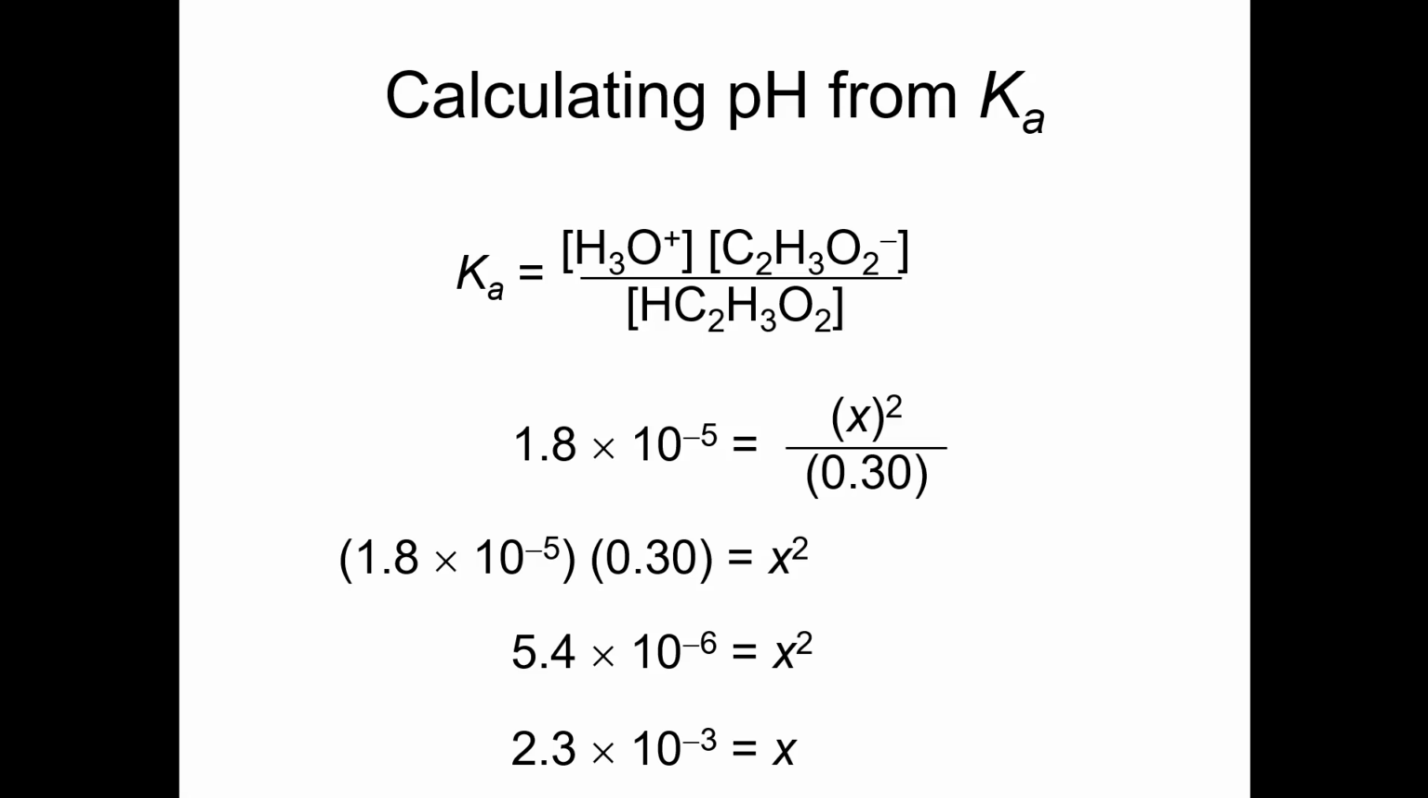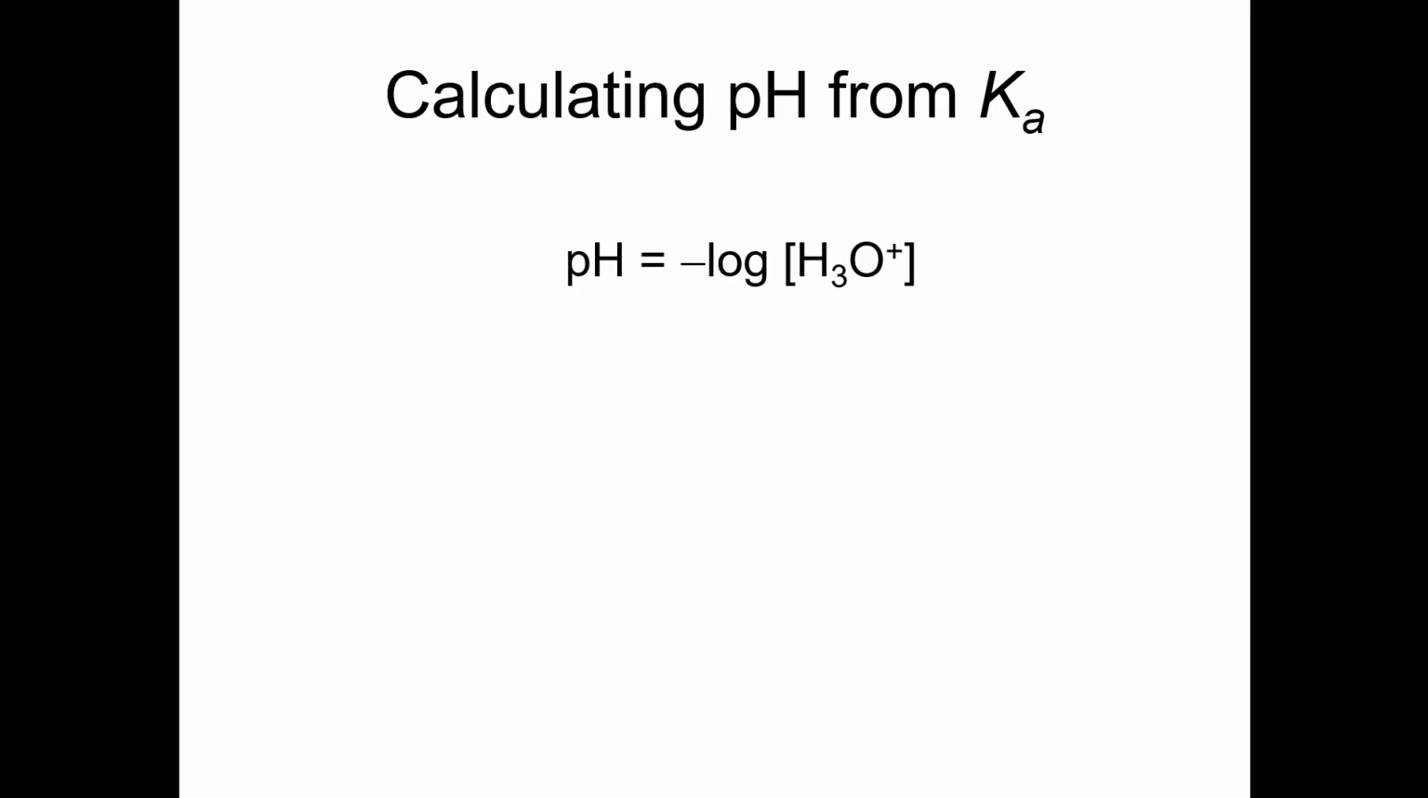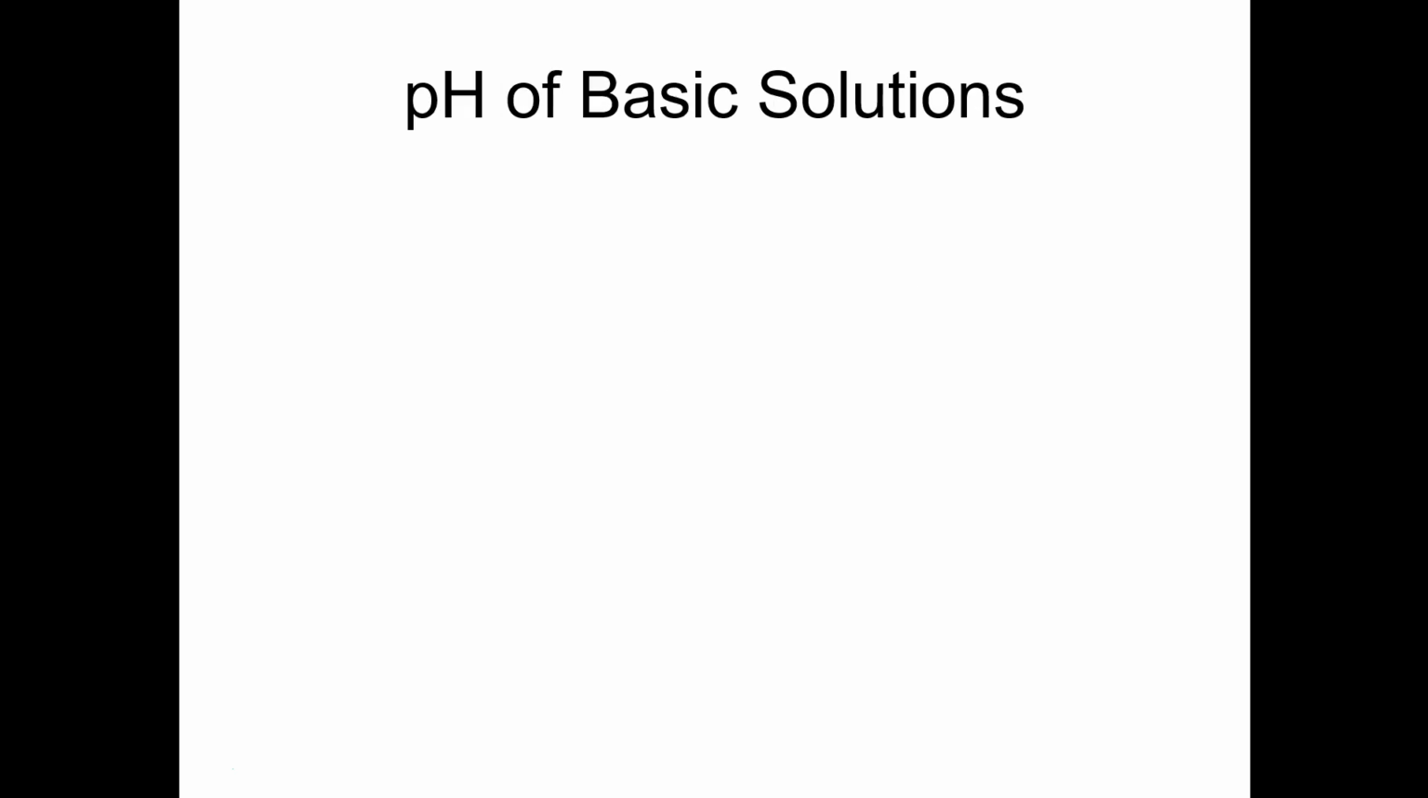Because the problem was asking for pH, pH is the negative log of the hydronium concentration. We just calculated the hydronium concentration as 2.3 times 10 to the minus 3. The negative log of 2.3 times 10 to the minus 3 is 2.64. So if we have the initial concentration of whatever our weak acid is, in that case acetic acid, and we know the value of Ka, we can calculate the equilibrium concentrations of everything and therefore use that to calculate pH.